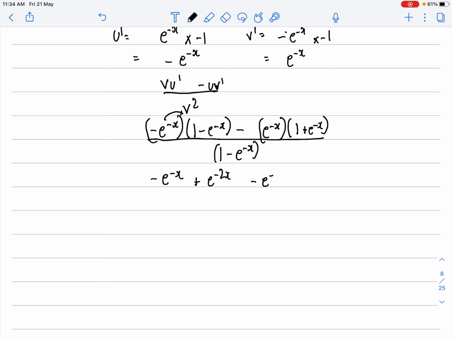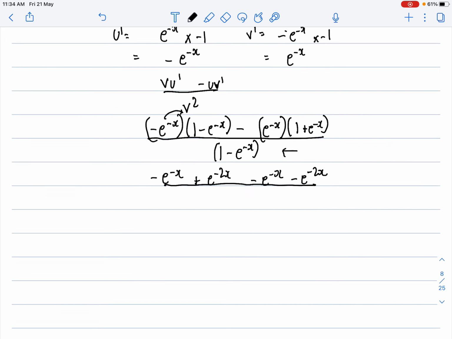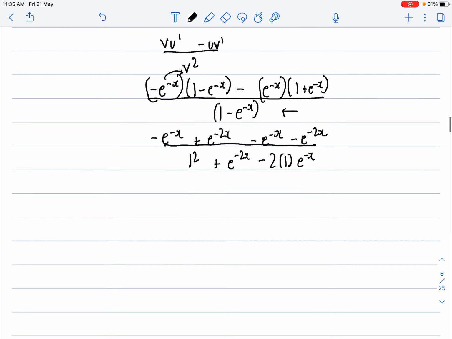So I get minus e raised to minus x minus e raised to minus 2x over, this is basically a minus b the whole square, which can be written as a square plus b square minus 2 into a into b. Now I know this will get cancelled here. So I'll get minus 2 e raised to minus x over 1 plus e raised to minus 2x minus 2 e raised to minus x. Now I know this is my dy by dx.